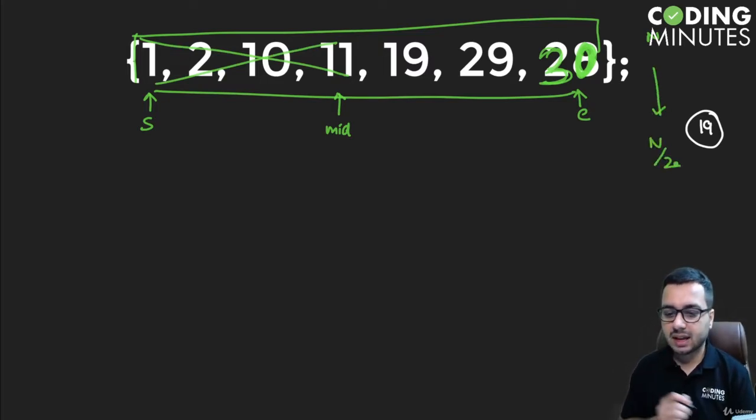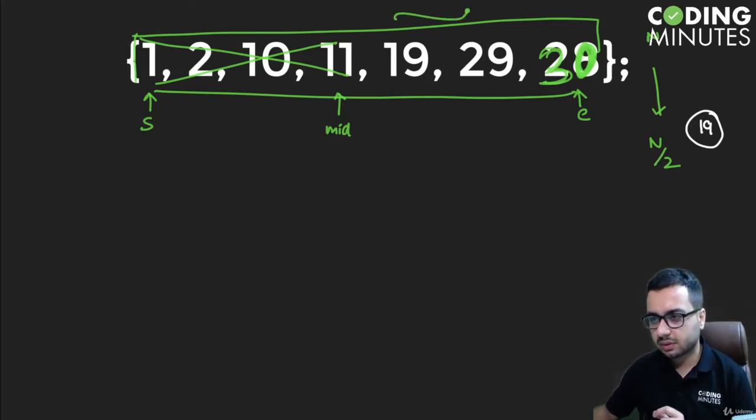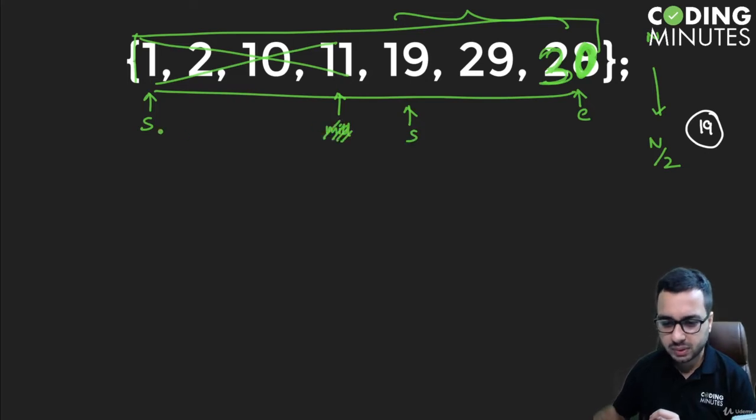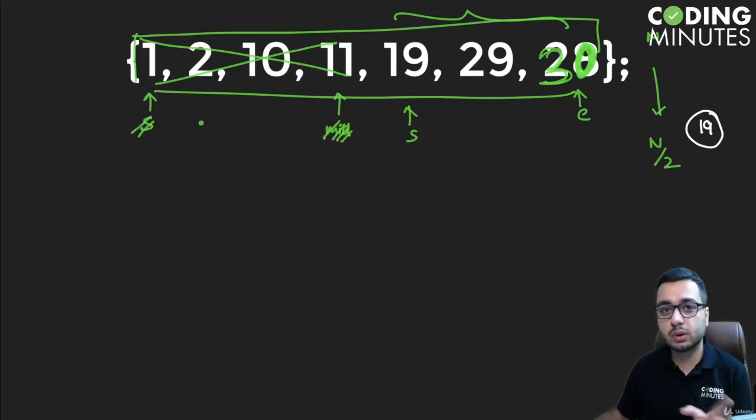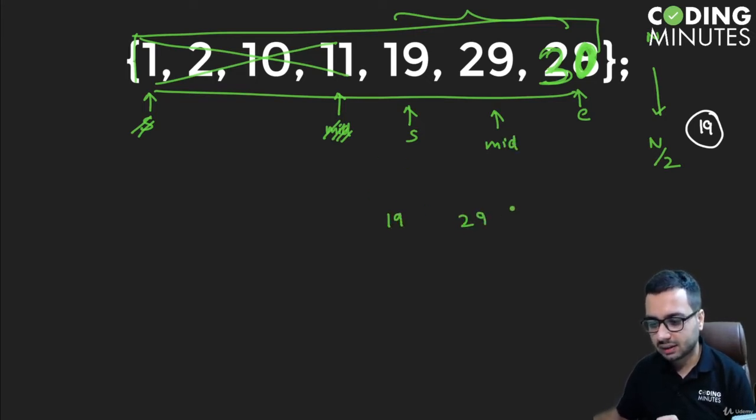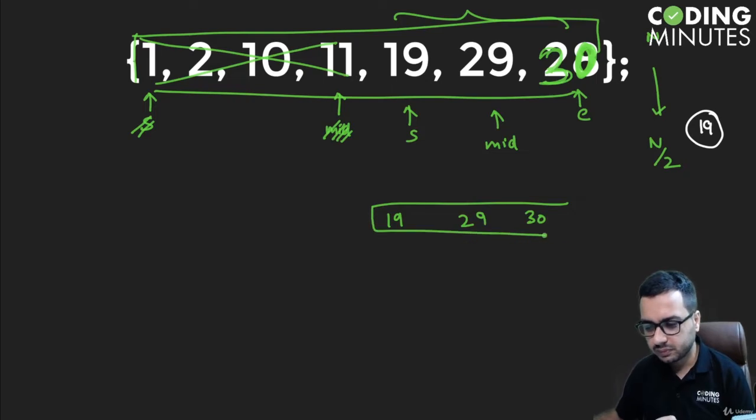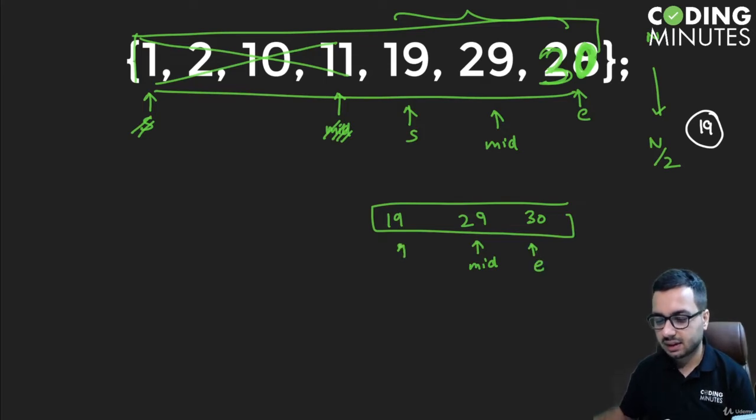Next time, we search only in this part of the array. So the start will come here, and we are not worried about the old mid and start. These are now obsolete for the next iteration. We again do the same work and find the midpoint. This time we have a smaller array: 19, 29 and 30. We know this is the midpoint, this is the start, and this is the end.